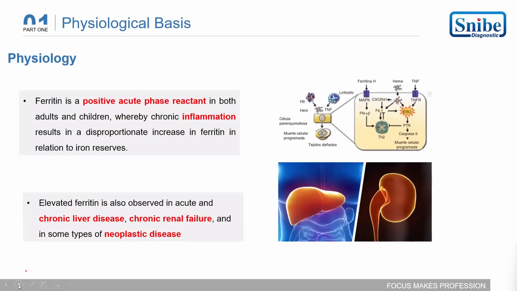So if we go to the further physiological basis, ferritin is a positive acute phase reactant in both adults and children, whereby inflammation results in a disproportionate increase in ferritin relative to iron reserves. So you can see here that in different stages, due to some inflammatory state, elevated ferritin levels may be observed in acute and chronic liver disease, chronic renal failure, and in some cases of neoplastic disease, which also cause increased levels of ferritin in such patients.